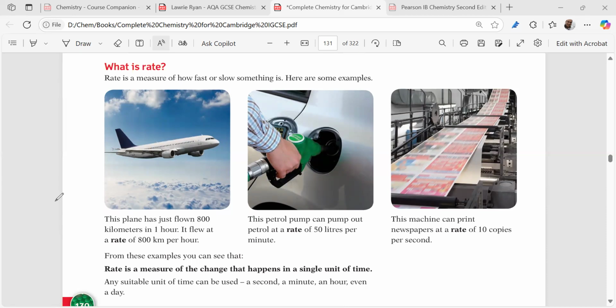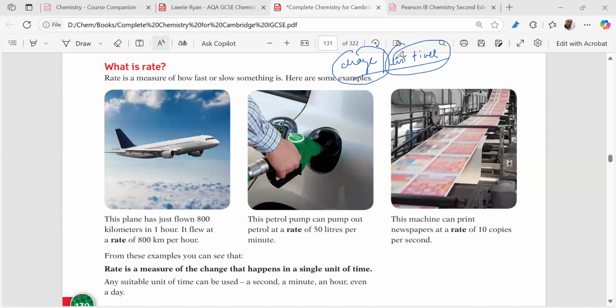So what is the meaning of the rate? Rate is a measure of how fast or how slow a reaction is. If you utter the word rate, what does it mean? Rate is the change happening per unit time. That's a very important point we have to master. What is rate? Rate is nothing but the change happening per unit time.